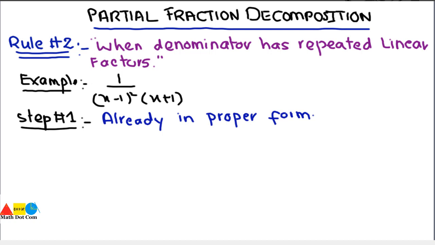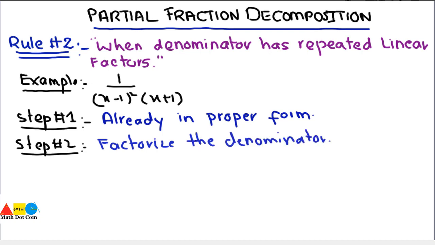Then we have step number 2. In step number 2, you have to factorize the denominator to get the factors. Let's see whether the given fraction has a denominator that is already factorized or not. It is clearly shown here that it is already in factorized form. We have the factors x minus 1 and x plus 1, so we need not factorize the denominator here. We move towards step number 3. In case it is not factorized, you have to use the methods of factorization to bring it into a simpler form.